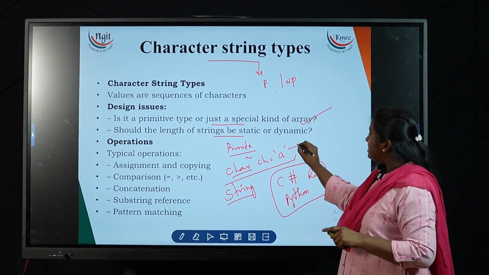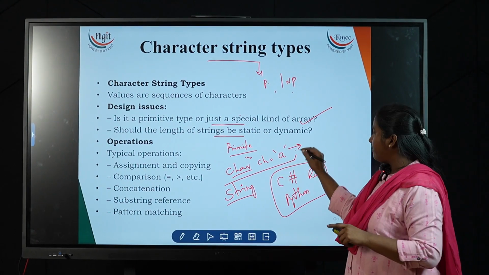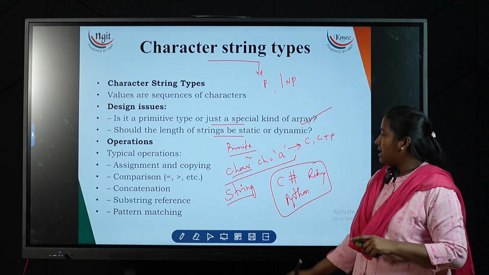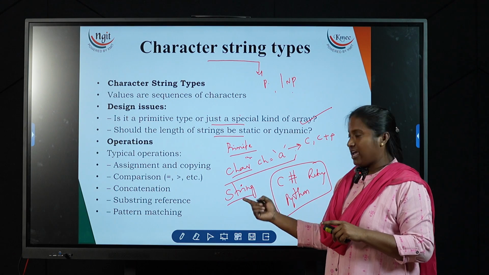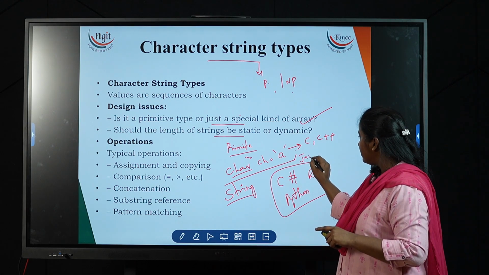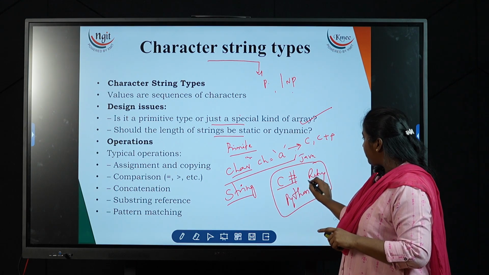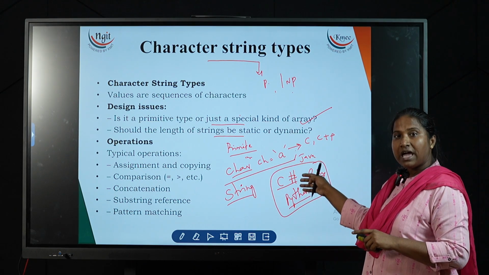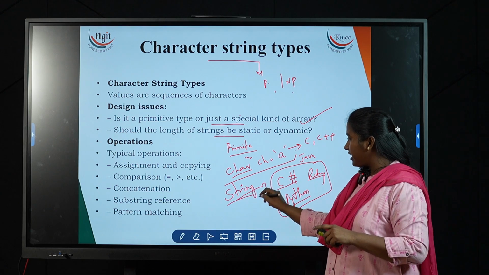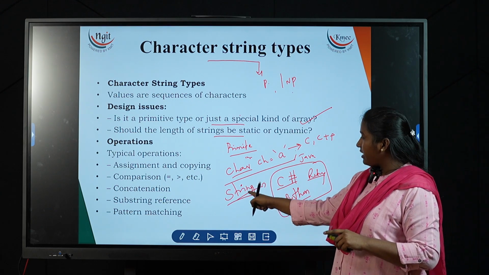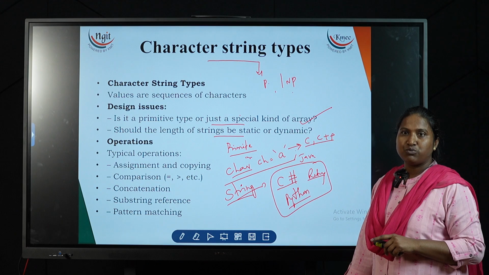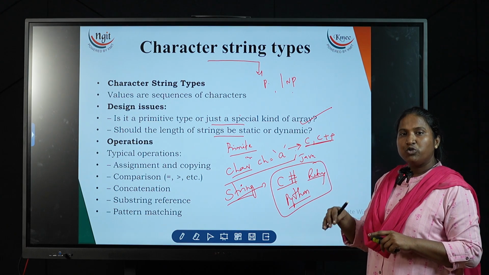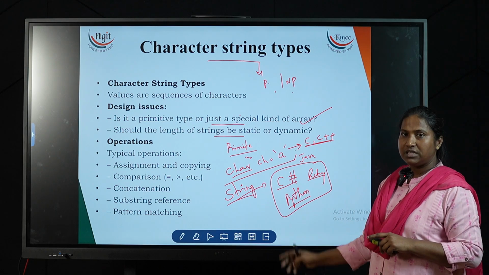Now, character data type is a primitive in C and C++. Fine? String is a primitive data type in Java, in C#, Ruby and Python. So these are the languages which accept a string as a primitive. I did not mention string in C based languages, what I wrote here. C will not allow string to be a primitive data type in those languages.